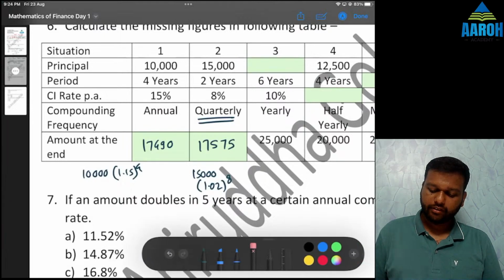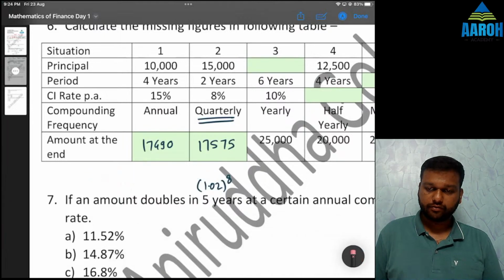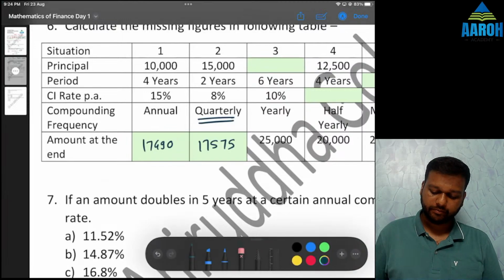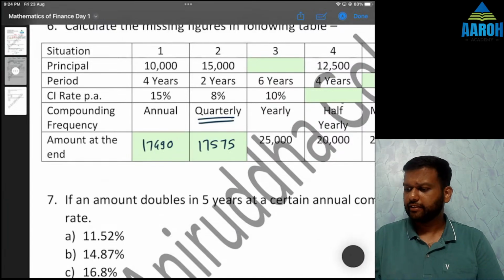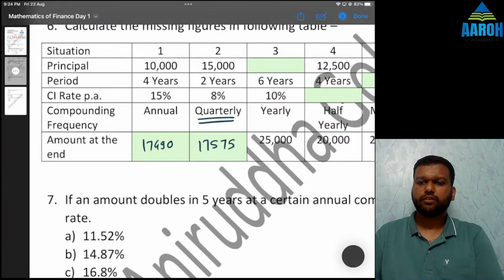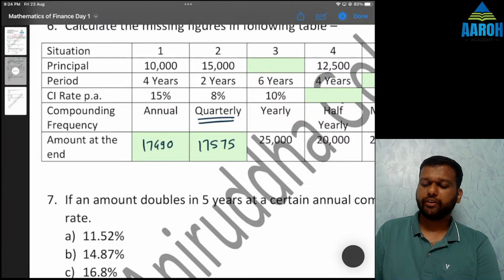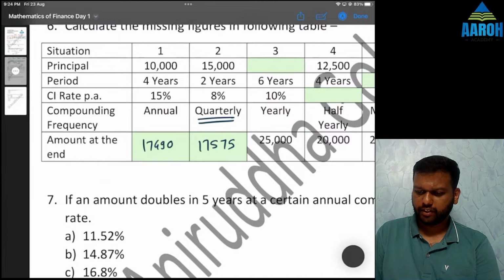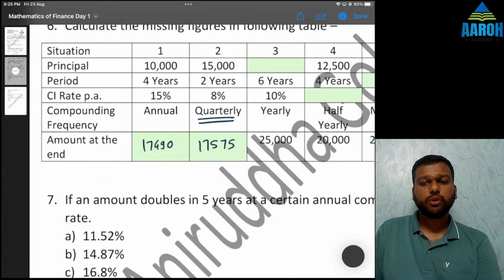Now let's solve the third. In the third, my principal itself is missing. That is correct, Sanjay. Fine. I took the wrong interest rate. Okay, fine. I hope you have got it now. Let's solve the third one. Okay, just give me 1 second. So in the third one, principal is missing.